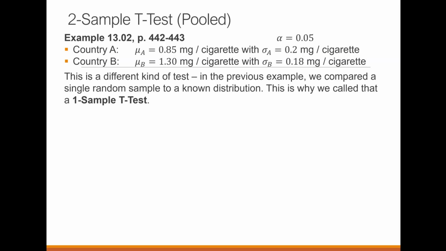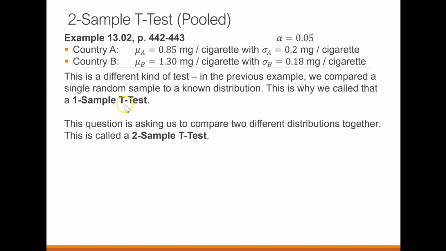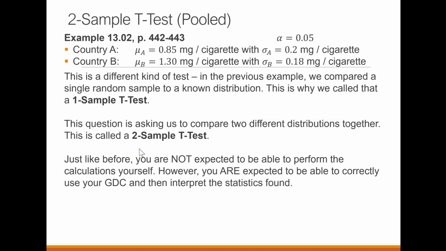So this is called, the previous examples were one sample t-tests. This is now going to be a two sample t-test. To do this, again, we're just going to use the calculator. You're not expected to be able to do this calculation by hand. You're just going to be responsible for being able to use the calculator to do it and then be able to interpret the result.